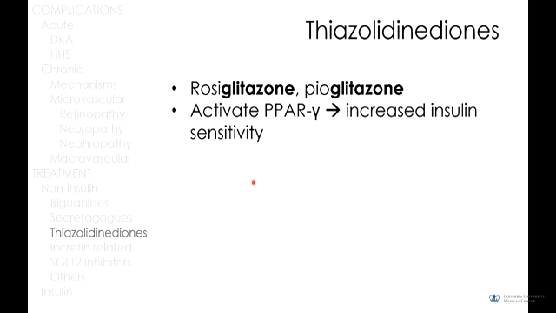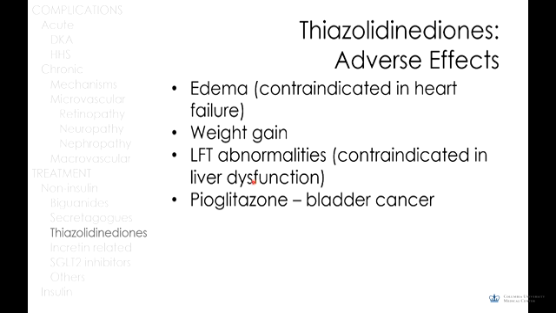The next class are the thiazolidinediones. This would be your rosiglitazone and pioglitazone. They activate PPAR gamma in the periphery and increase insulin sensitivity by that mechanism. Their adverse effects include edema, so they're contraindicated in patients with heart failure, as well as liver function abnormalities, and they're associated with weight gain as well, like the sulfonylureas. One very easily testable one is that pioglitazone is associated with bladder cancer. You can remember it because you pee out of your bladder, and that's pioglitazone.